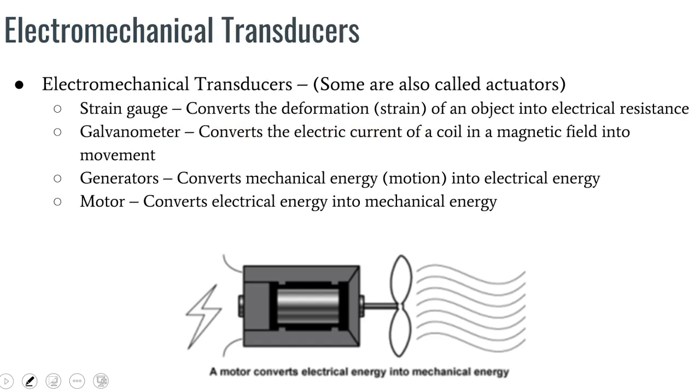Electromechanical transducers, here the two forms of energies that are concerned are electrical energy and mechanical energy. So things like strain gauges, galvanometers, generators, they convert mechanical energy into electrical energy. Motors convert electrical energy into mechanical energy. So these are in a way the inverse of one another. So those are electromechanical transducers.